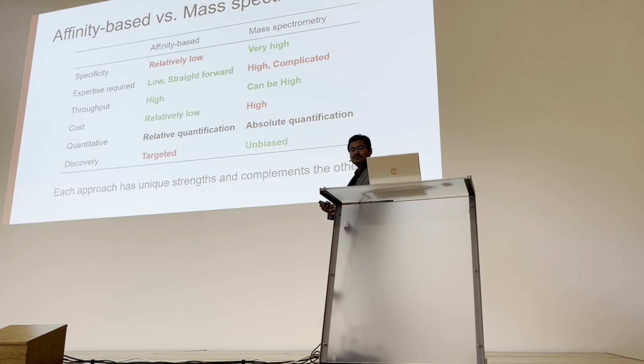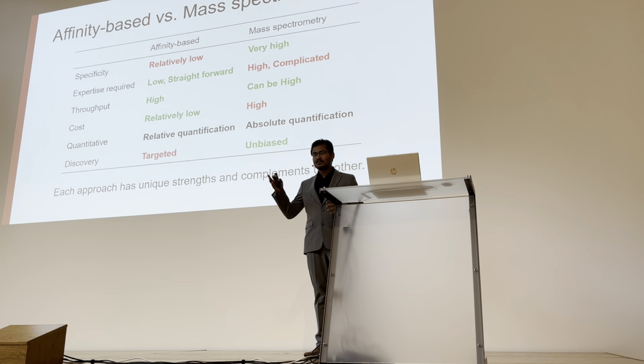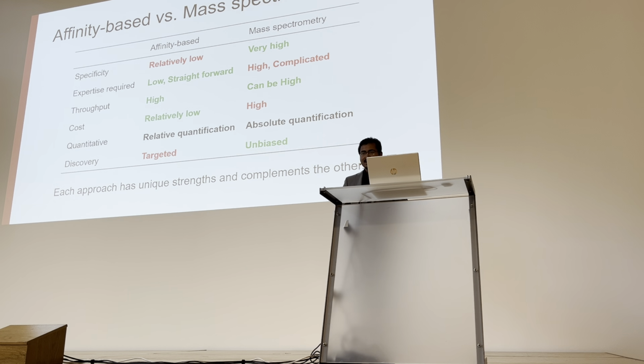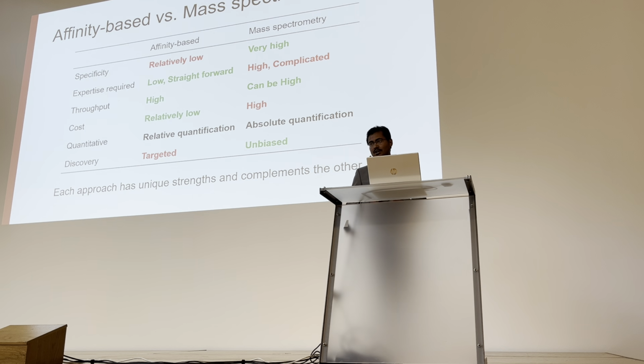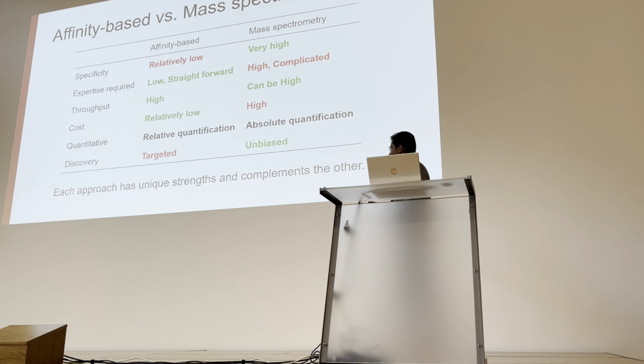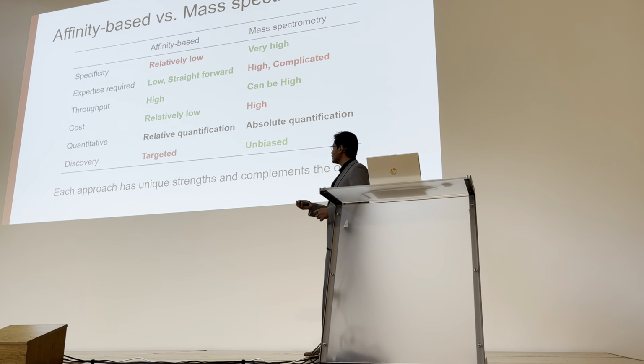A lot of students here, and even I, always think about whether you should go for affinity-based or mass spec. As you can see here, there are some advantages to each of these techniques. Specificity is one of the problems with affinity-based techniques, although Olink is doing a pretty good job, while for mass spec it is very high. Expertise required is relatively low for affinity-based, while for mass spec it is pretty high. Throughput has improved a lot for both, and both are pretty high. Cost is relatively low for affinity-based, and high for mass spectrometry because of the machine cost. For quantitativeness, they are relative and absolute respectively.